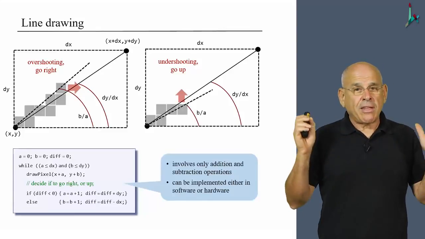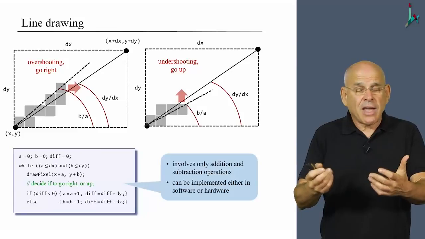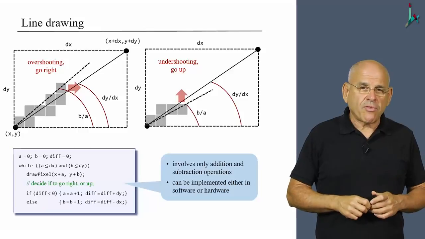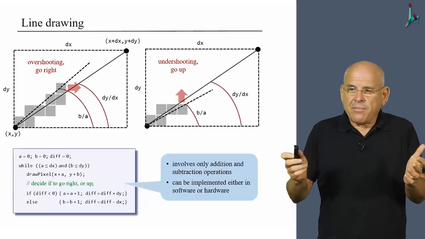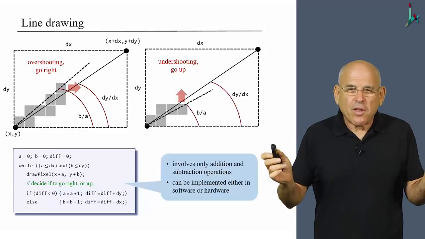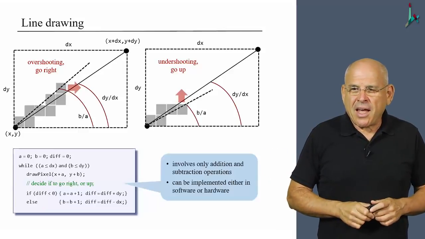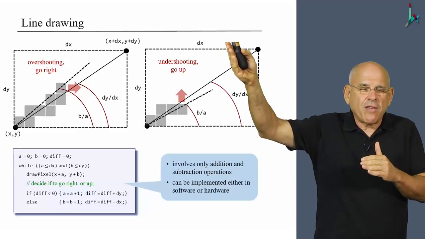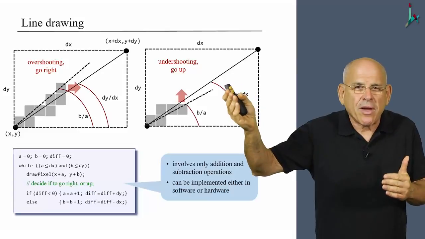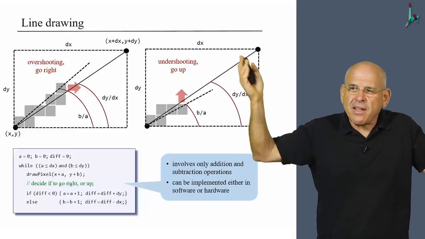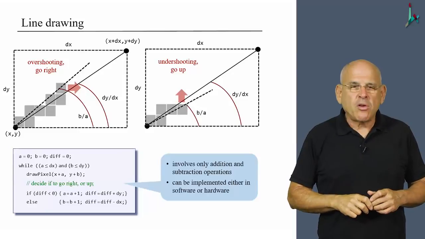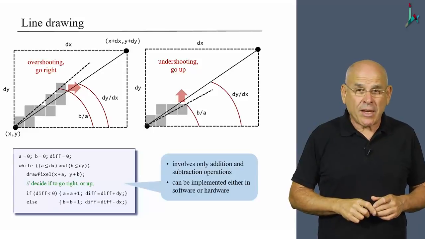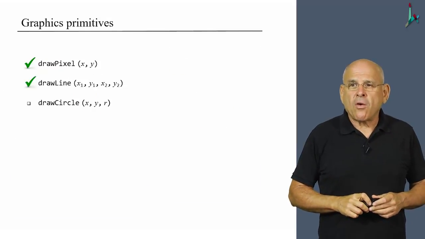And because it involves only addition and subtraction, versions of this algorithm can be implemented highly efficiently on either software or hardware. And the algorithm is as good as it gets. You cannot improve it, okay? And the runtime of this algorithm now depends only on the number of pixels that you have to draw, and you have to draw these pixels anyway, right? Therefore we get a beautiful algorithm which once again is as good as we can hope for. All right, so we know how to draw lines.